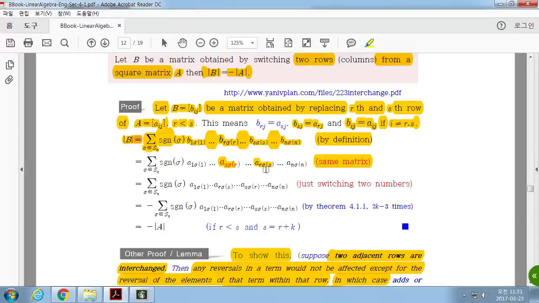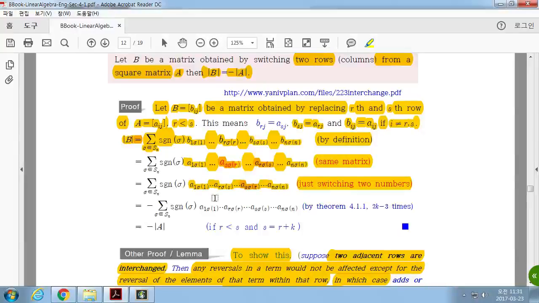Here we just switch these two numbers. This one goes to here. This one goes to here. This does not make any changes, because this is the product of scalar numbers and terms. Among those two, you just changed it. You didn't do anything on permutation. This is just a switch of two numbers. Nothing happened. So this is rewriting.